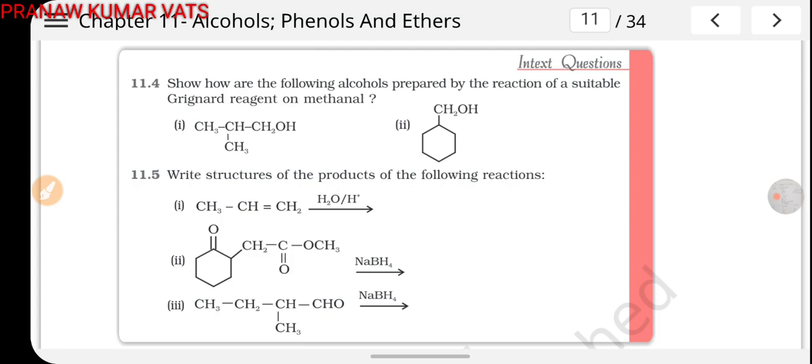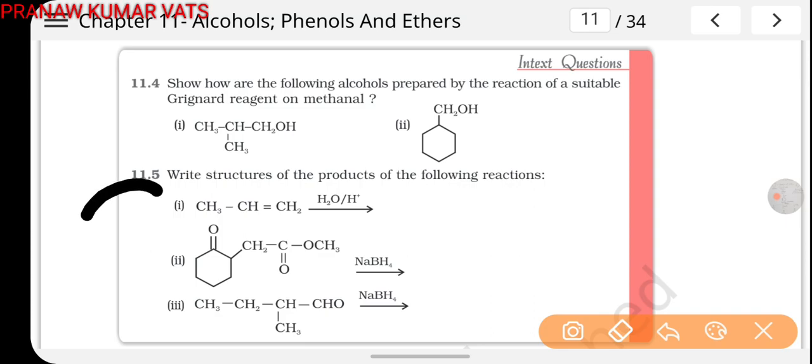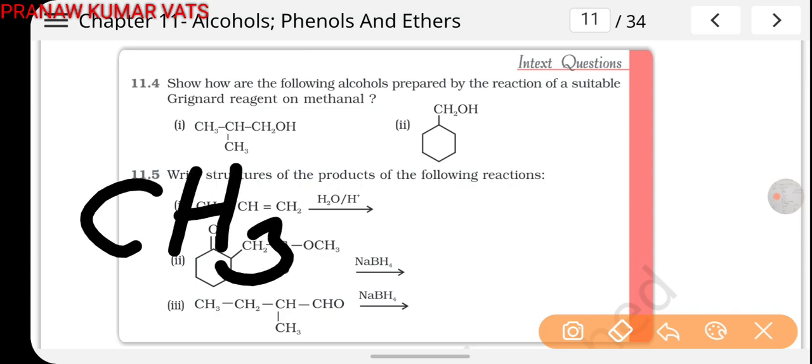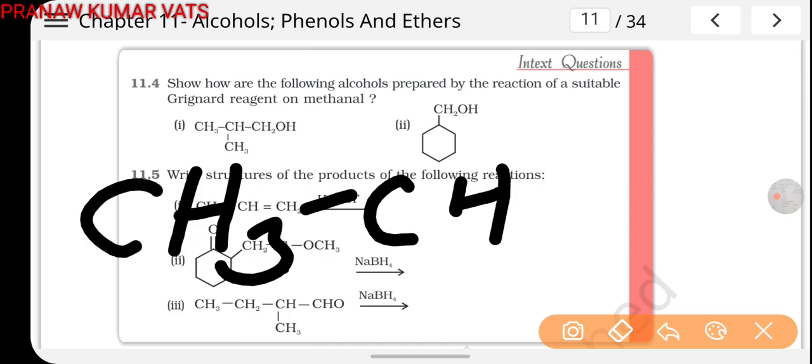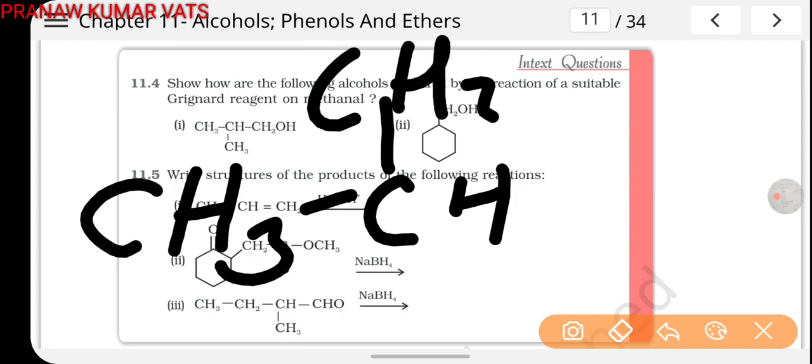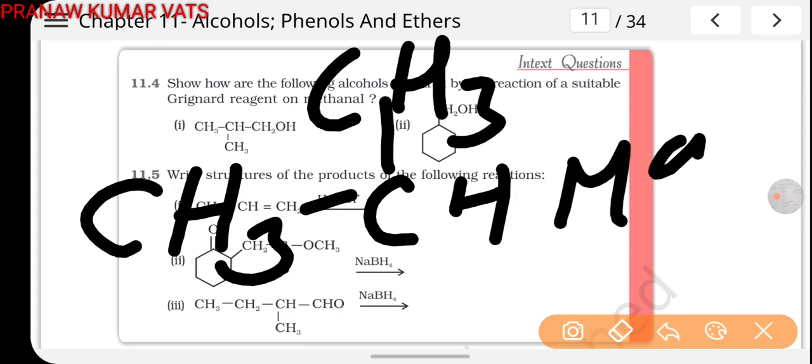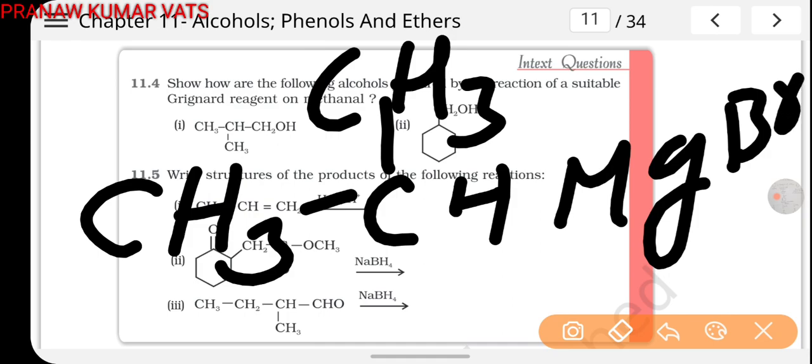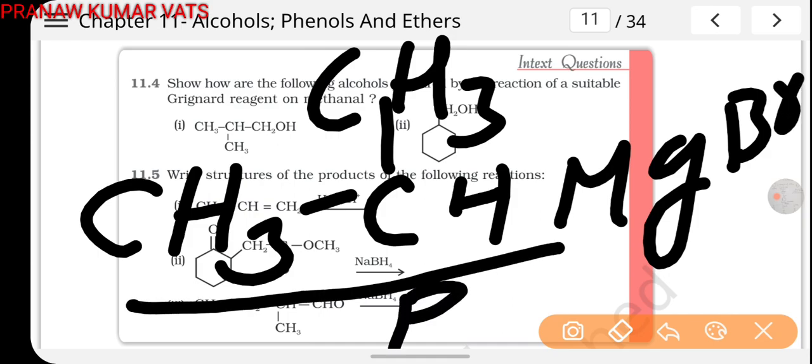For example, in question number first, answer will be CH3CH(CH3)MgBr. This is our R alkyl group. This alkyl group is transferred to the methanol and it results in formation of 2-methyl propanol.